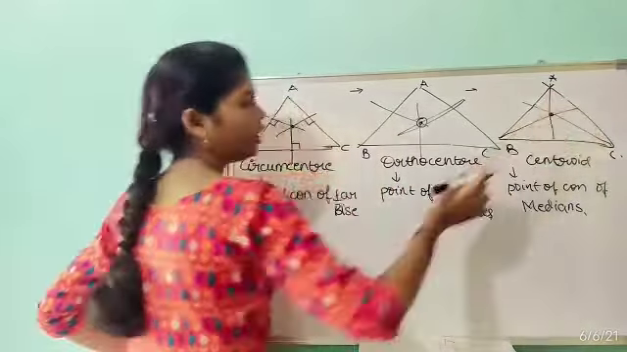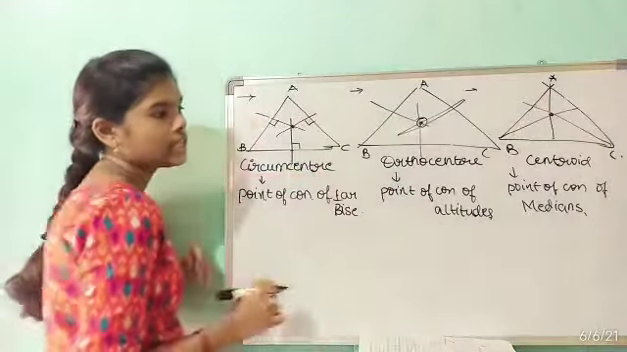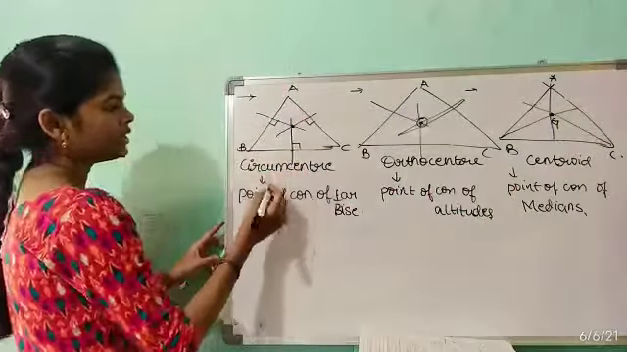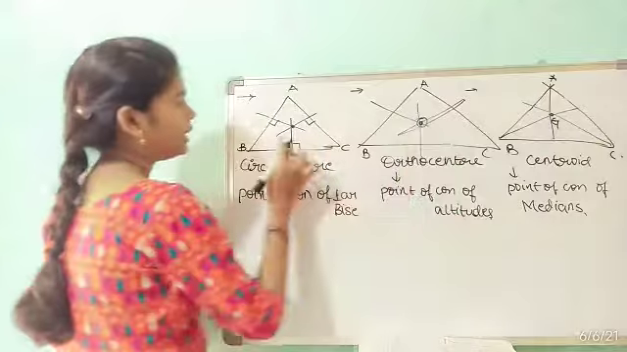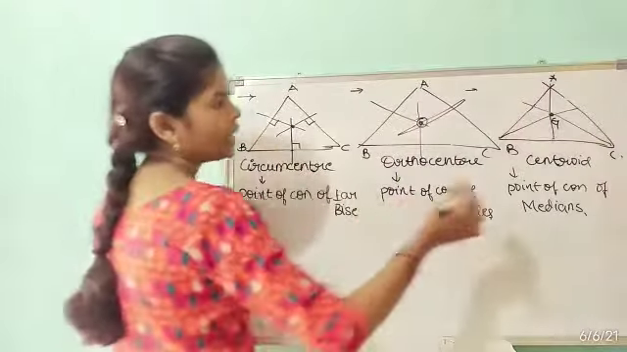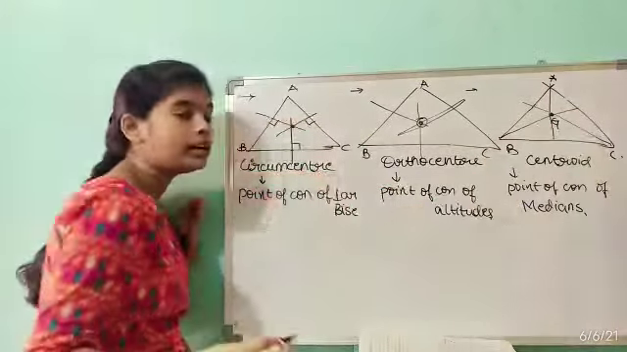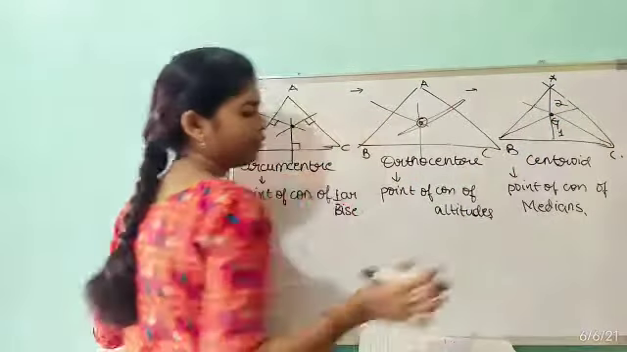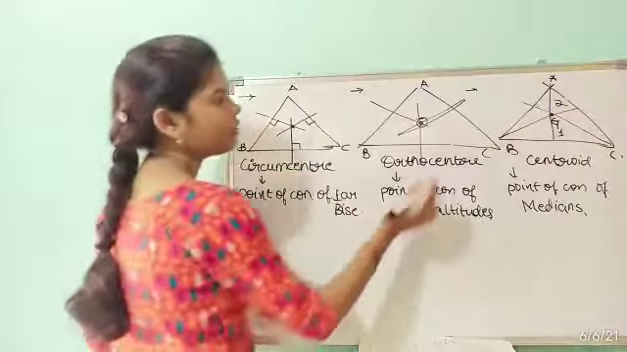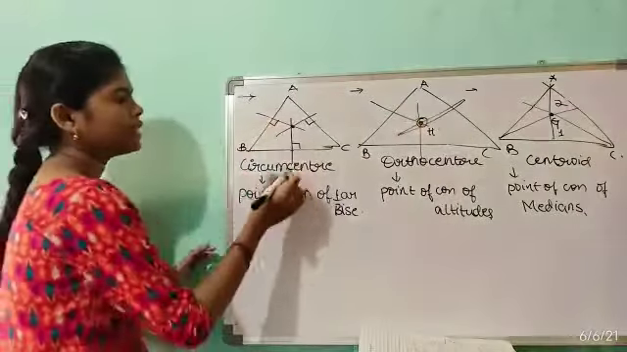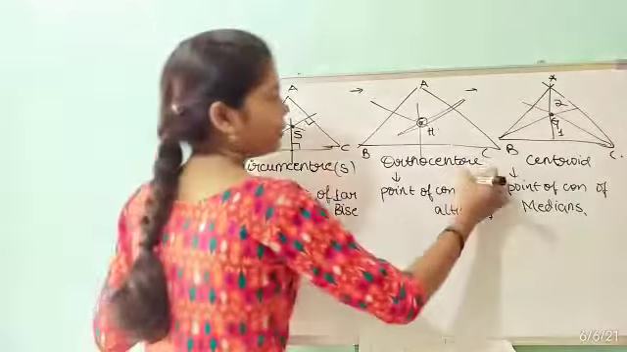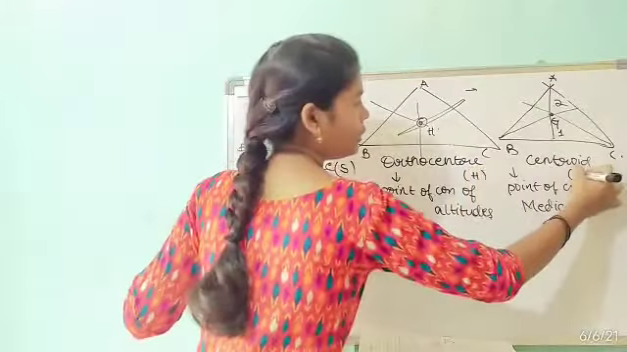This will be the point of concurrence and that will be known as centroid. This centroid is denoted by G, and this is orthocenter and this is circumcenter. The centroid will divide the triangle in 2:1 ratio. You have to remember that. The orthocenter is denoted by H and the circumcenter is denoted by S. Orthocenter will be H and then centroid will be G.